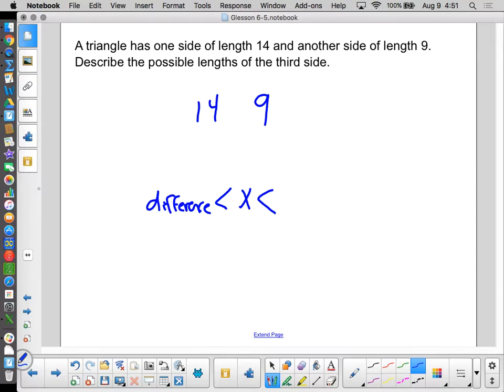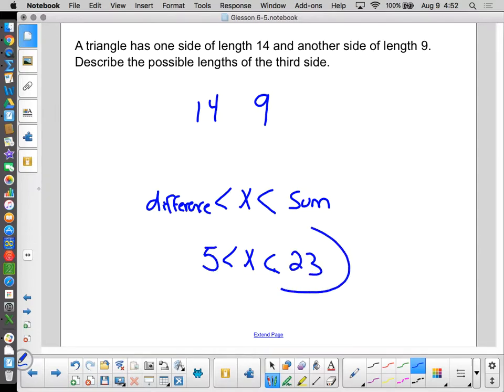Bigger minus smaller, we can't have a negative length. And the upper value here is the sum. Notice these aren't greater than or equal to signs, they're just greater than signs, or less than signs in this case. But the difference and the sum. So in this case, my third side, 14 minus 9 is 5, 14 plus 9 is 23. The range of values for the third side, it must be bigger than 5, but less than 23.